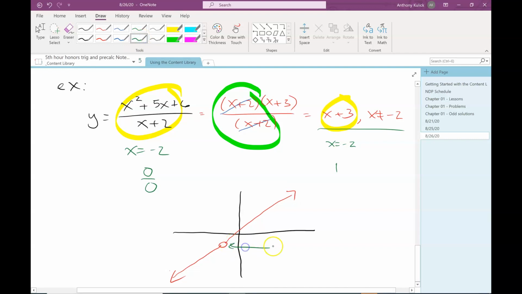And this right here would be your removable discontinuity. It's like there's a little piece of the graph that's missing. Is everybody okay with that idea?